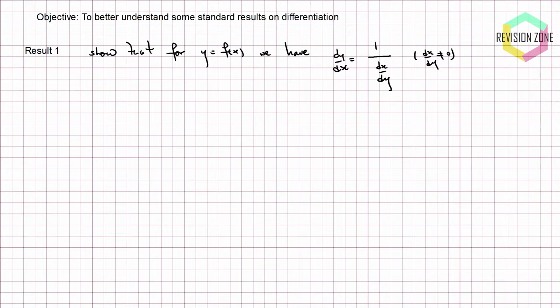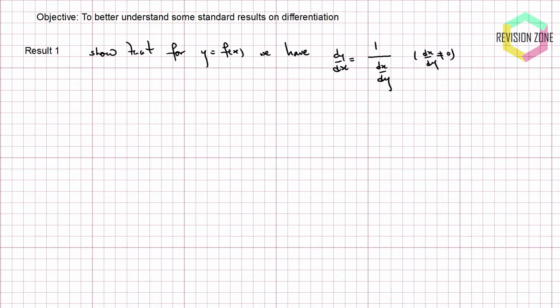In this video, we'll be looking at some standard results with regards to differentiation. So result one is quite interesting. It says that if we've got a function y equals f of x, that's just a regular function, then of course we can differentiate it directly, but the result tells us one way of differentiating y with respect to x is actually to put 1 over dx by dy.